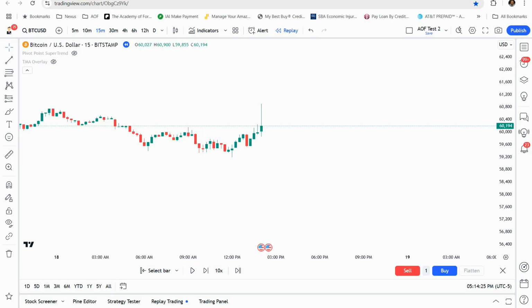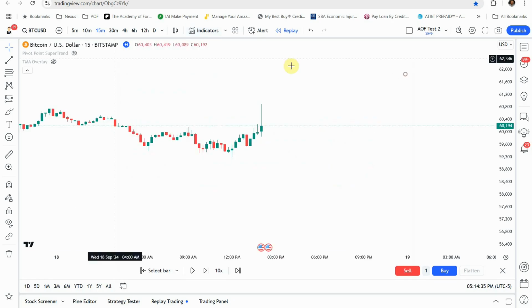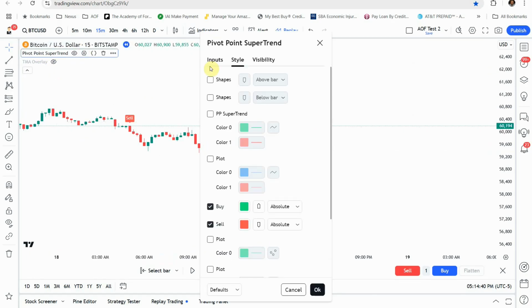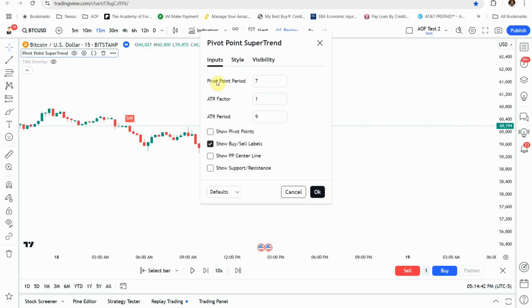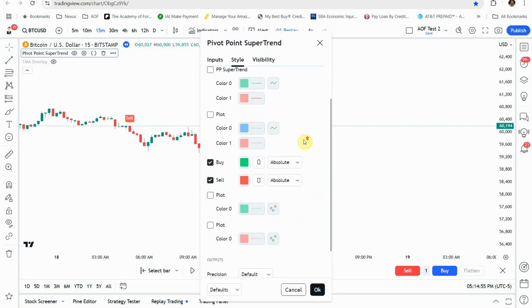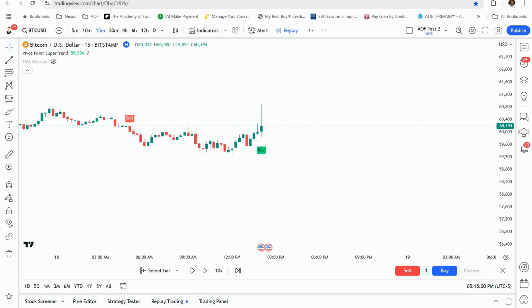And the first indicator we will add to the screen is going to be the pivot point super trend indicator. It's going to be this one right here. Go ahead and click on that and add it to the screen. And we'll jump into the settings of this one. Under the pivot point period, we're going to change that to 7. The ATR factor, we're going to change to 1. The ATR period, we're going to change to 9. Then under the styles, we're going to turn off everything in here but the buy and sell like this here. Go ahead and click OK.